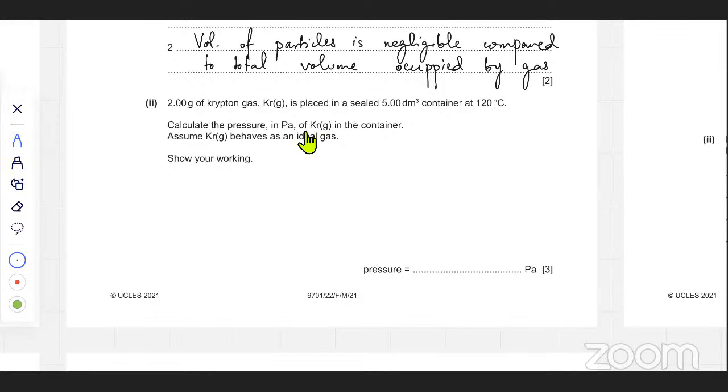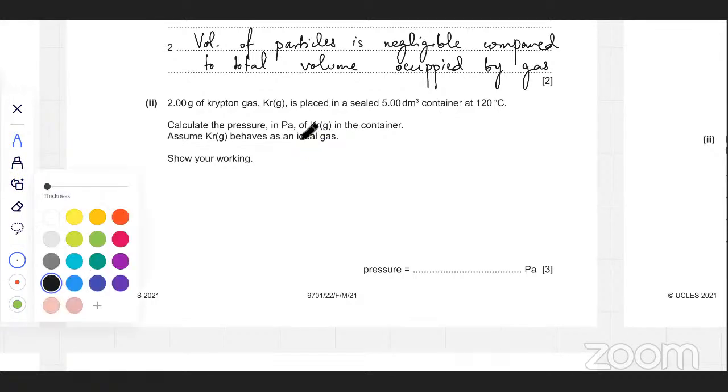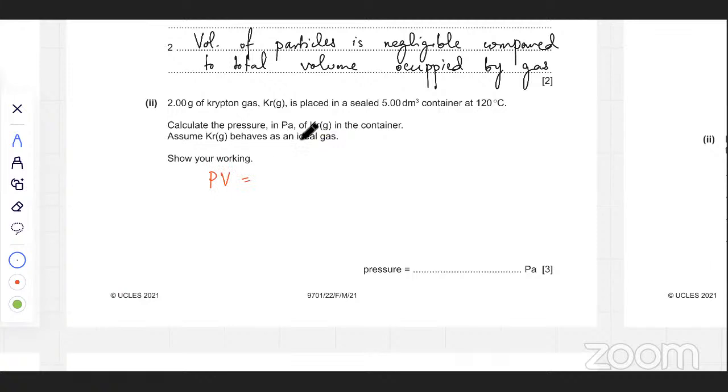So for an ideal gas, you have this equation, which is PV is equal to nRT, but you have to get the units right. P is pressure, V is volume. Pressure should be in pascals, volume should be in meter cube. n is moles, R is the gas constant, which you can find in your data booklet. That's 8.31, and temperature should be in Kelvin. So this thing over here should be in Kelvin.